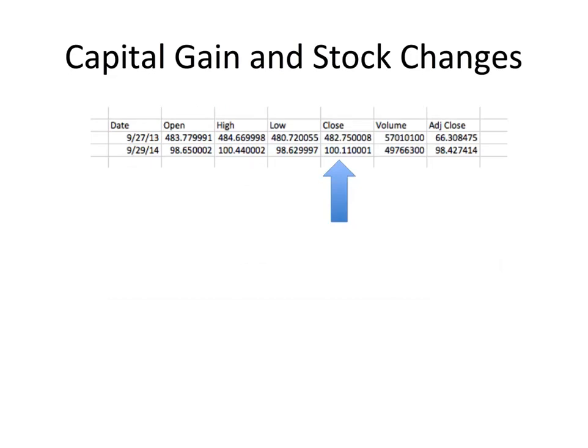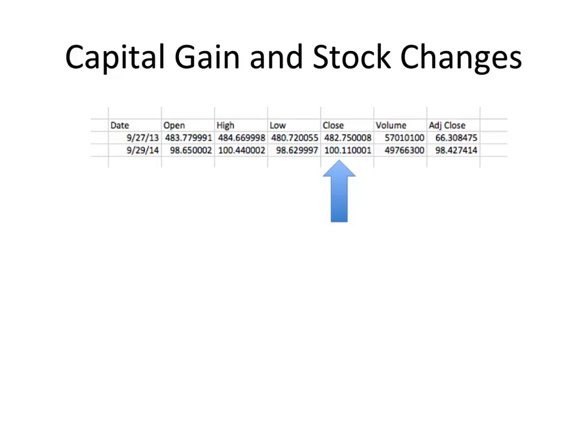The other part of the return for all stocks, as far as the total return, is capital gain, and we're going to do a capital gain calculation here. I downloaded the Apple prices from Yahoo Finance. You see them listed here for September 27th, 2013 and September 29th, 2014. And you see I have highlighted with the arrow there that close. At the beginning of the year, it was $482 per share. At the end of the year, it was $100 per share.